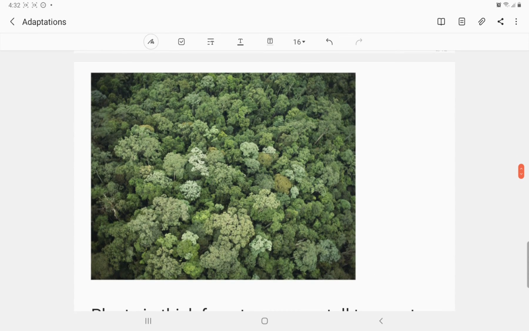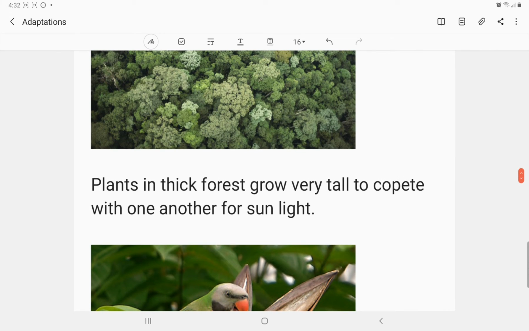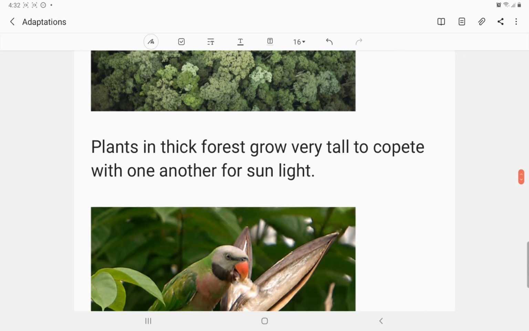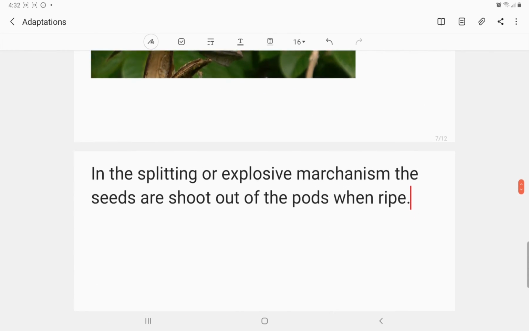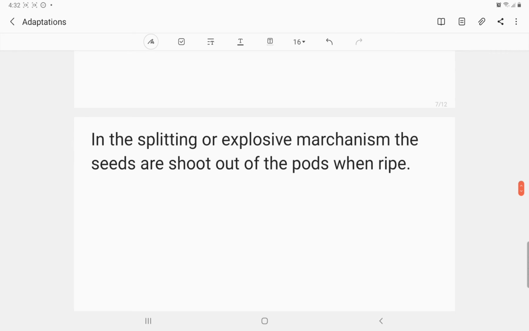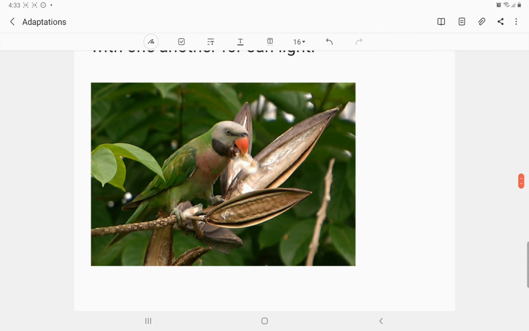You see this? Wow, so tall in the forest, right? Plants in thick forests grow very tall to compete with one another for sunlight. And then another one: in splitting or explosive mechanisms, the seeds are shot out of the pod when ripe. So the seeds shoot out when they are ripe.